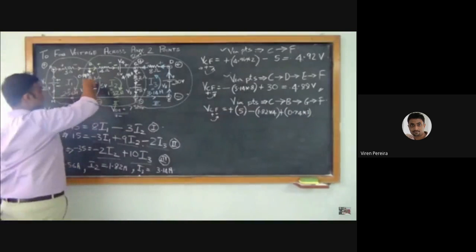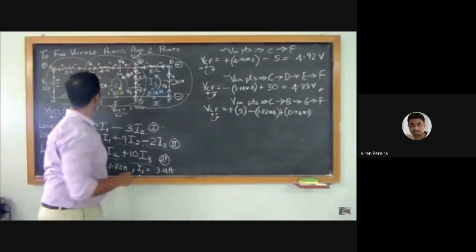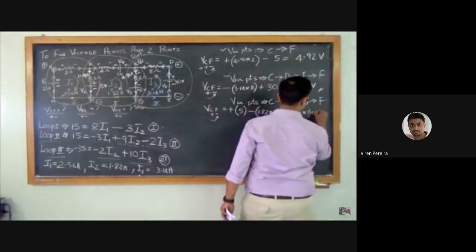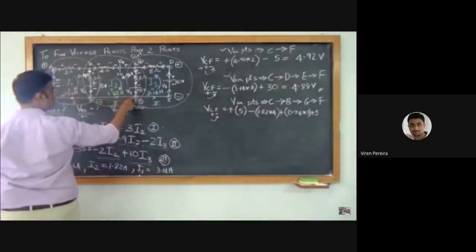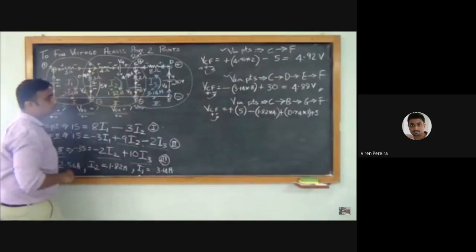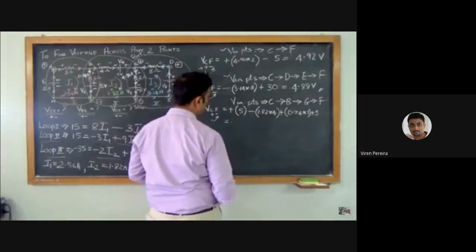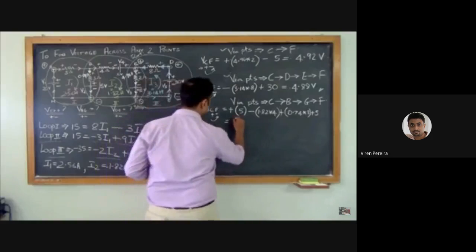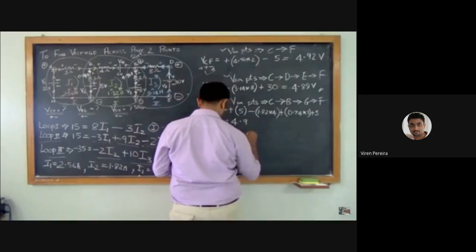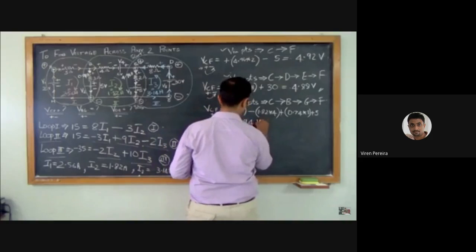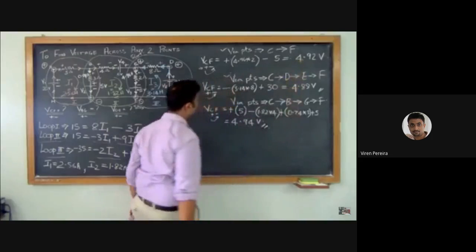Then after this, the first terminal of the voltage source is positive. Positive into positive, positive. So plus 5. Then any voltage source or current source? No. So after that it moves directly to F. So what is the value of this? We get the value as 4.94 volts, which is again equivalent to the values you obtained.